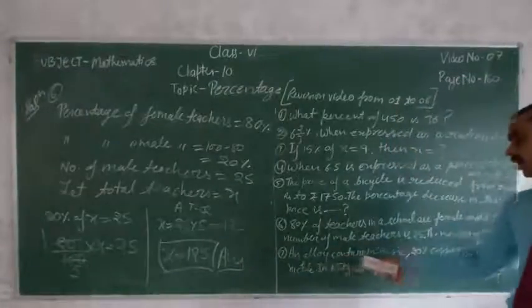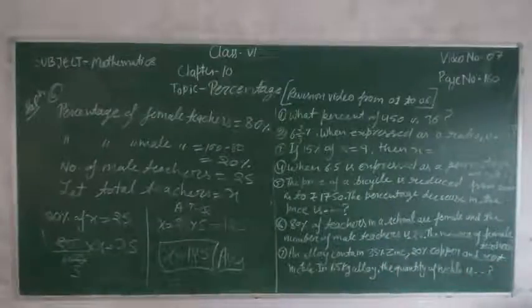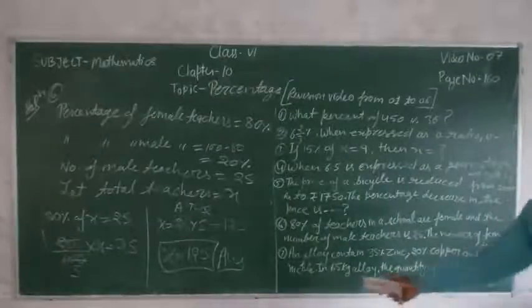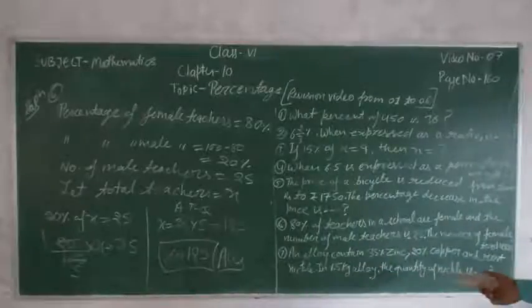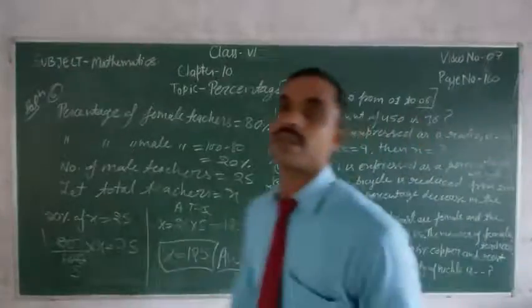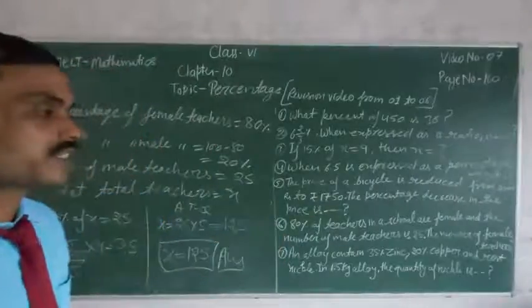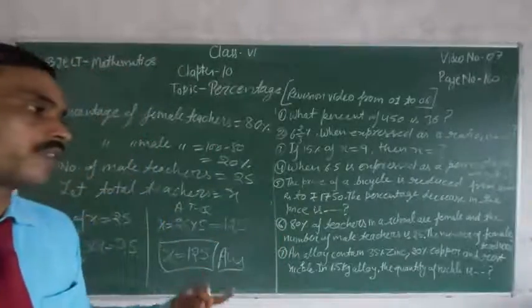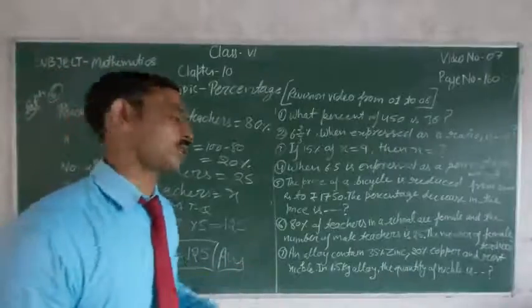An alloy contains 35% zinc, 20% copper and the rest nickel. If the total quantity of the alloy is given as 1.5 kg, in which 35% is zinc, 20% is copper, and the rest is nickel, we have to calculate the quantity of nickel.